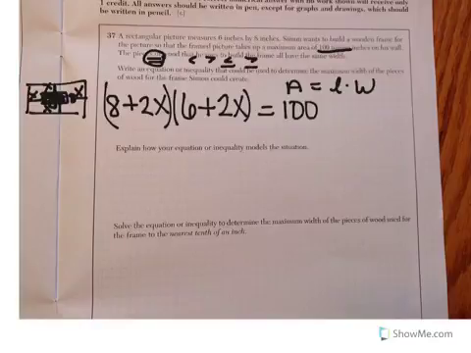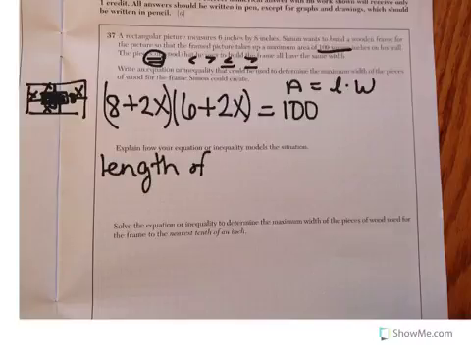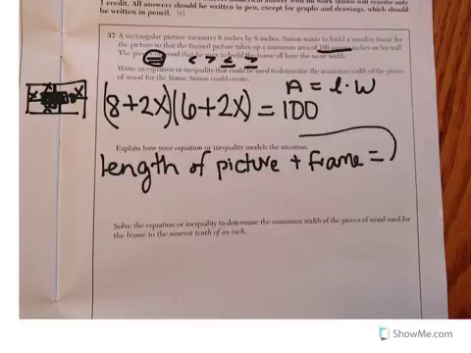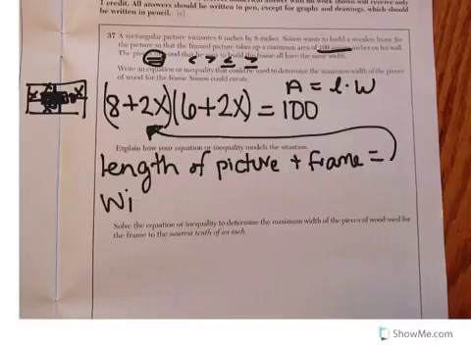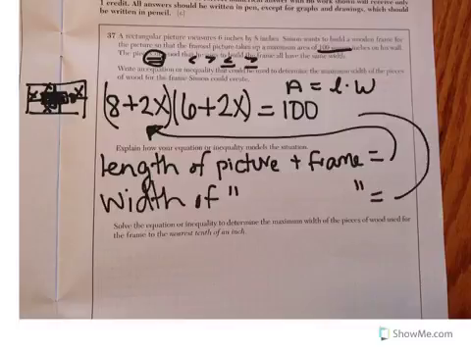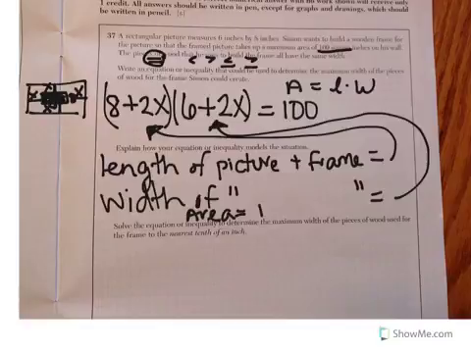That is the equation. Explain how your equation or inequality models the situation. Well, just like I said, the length of the picture plus the frame is equal to this 8 plus 2x. And the width of the same thing, the picture and the frame, is equal to this 6 plus 2x. And we know that our area formula, like I wrote above, is equal to our length times our width.